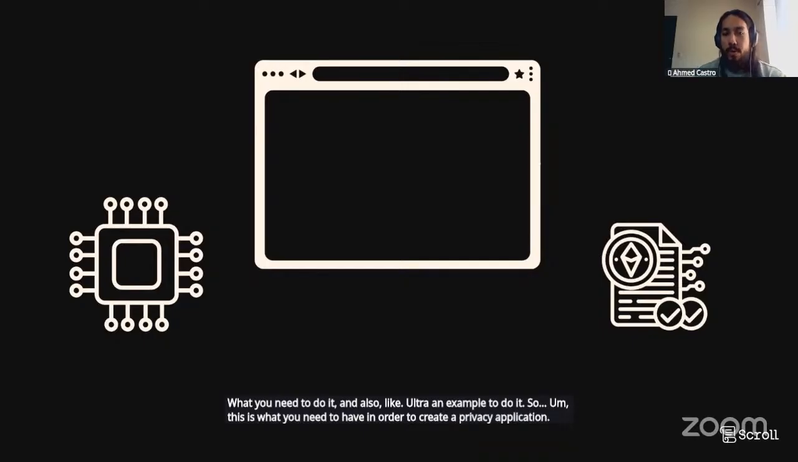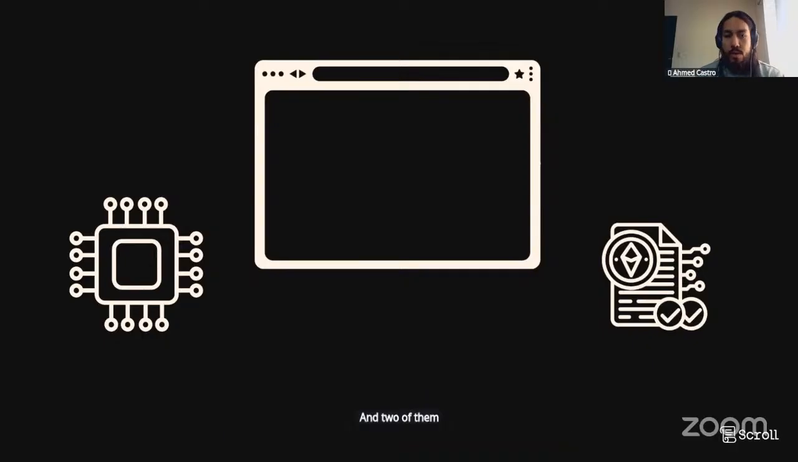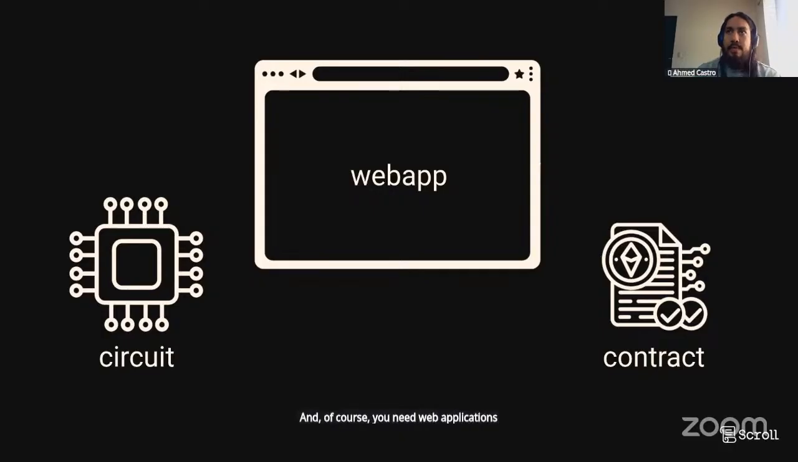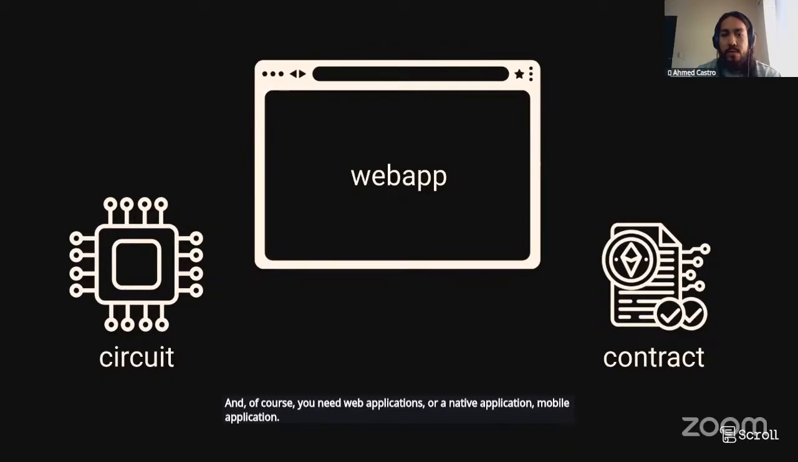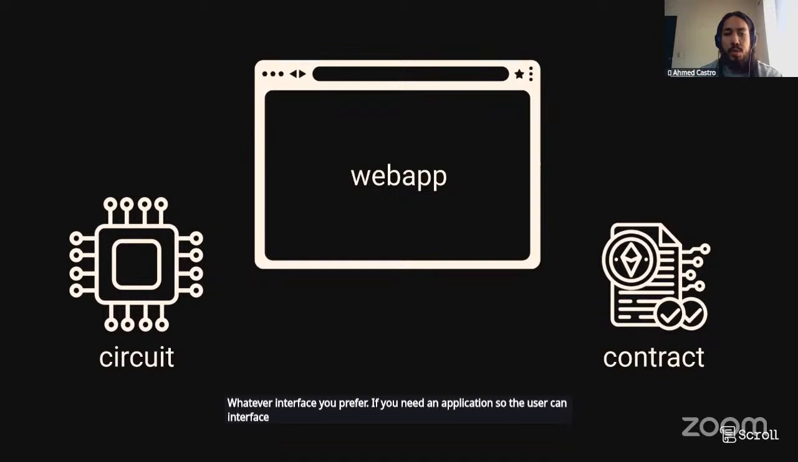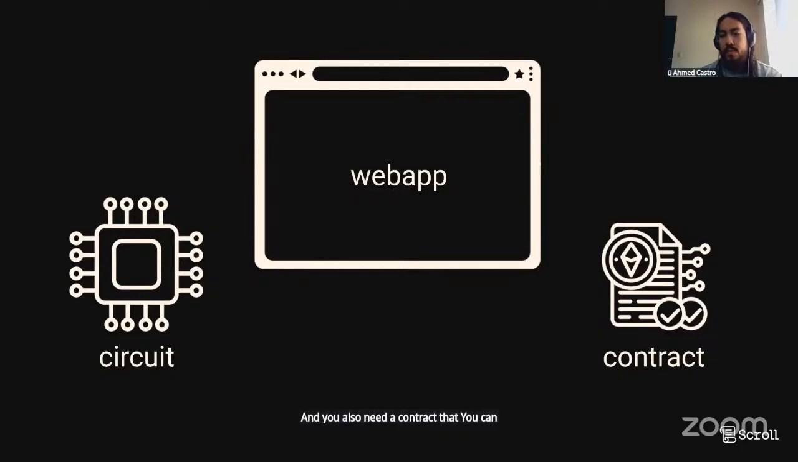You need three components, and two of them you already know. We're going to see what they are. Of course, you need a web application, or a native mobile application, whatever interface you prefer. You need an application so the user can interface with your app. And you also need a contract, which you can write in Solidity, for example, and that's what you already know. But you need something new. You also need a circuit. So what is a circuit and how do you build one?